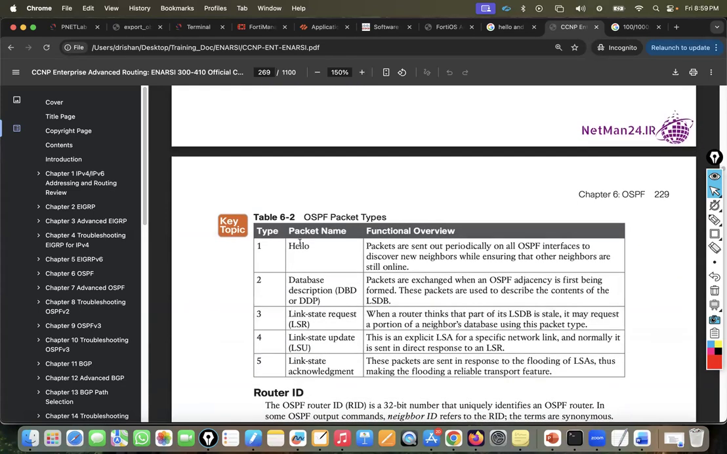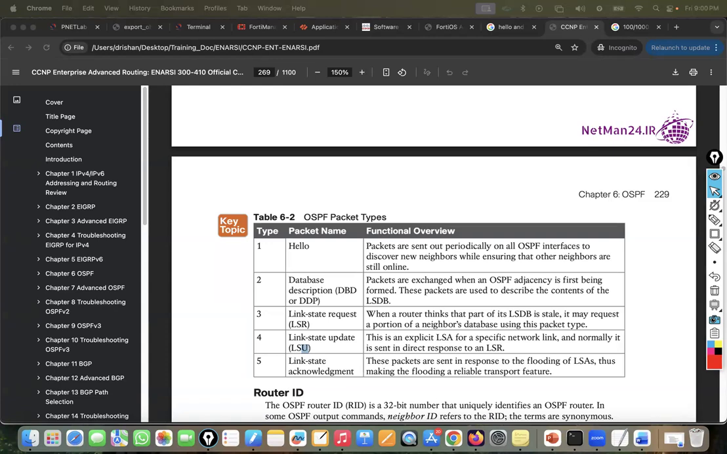Now in OSPF, we have multiple packets. They are the hello packet, database description packet, link state request packet, and link state update packet. So earlier we were talking about the LSR, LSU, and the LSA. But in neighborship, whenever you want to build a neighborship, you have to follow these five packets' detailed communication. If this five-packet communication does not happen, it is not going to form the neighborship.